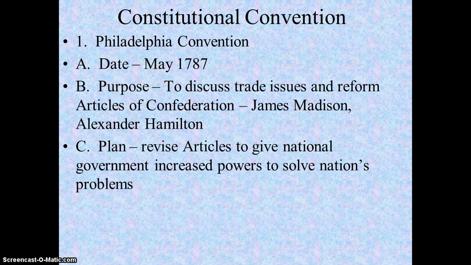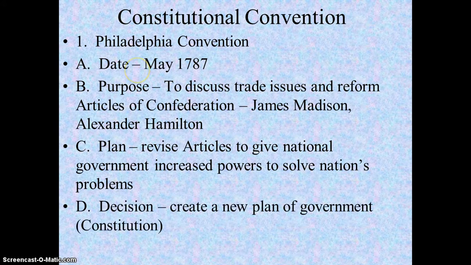Because remember, during Shays' Rebellion, when Massachusetts called on the national government to help suppress the rebellion, they didn't have the power to do so. Their decision: create a new plan of government, throw out the Articles of Confederation altogether.